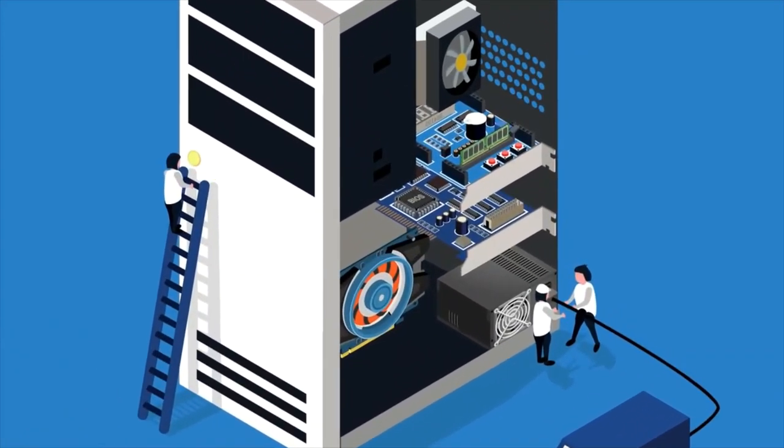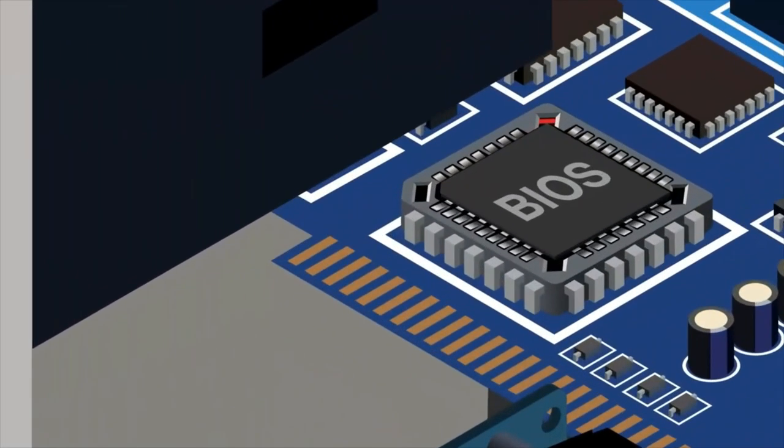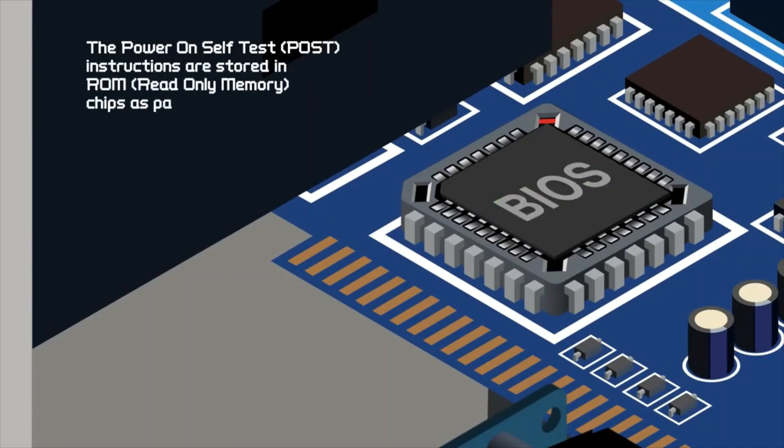When you turn on your computer, the power supply sends power to the motherboard, which in turn activates the boot process. The Power On Self-Test, or POST, instructions are stored in a ROM, a read-only memory chip, as part of the BIOS, or the basic input-output system. The POST runs through a series of tests to make sure everything is working. Most POST sequences will have a combination of audible and visual messages to let you know what is and isn't working. These are the beeps that you generally hear when your computer is booting up.